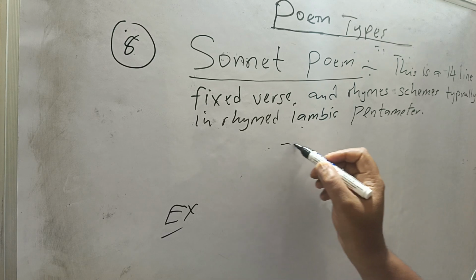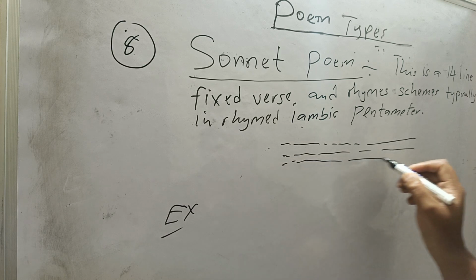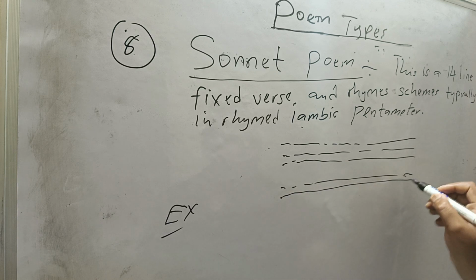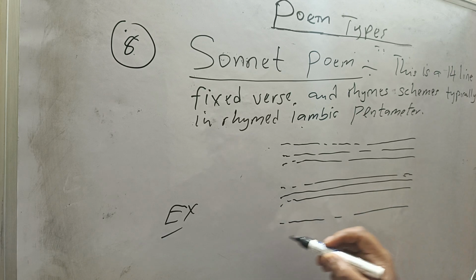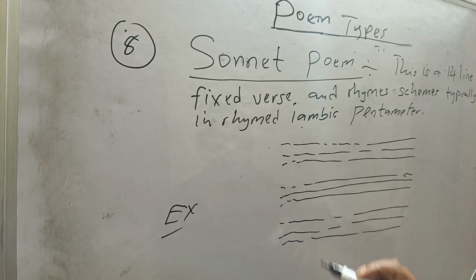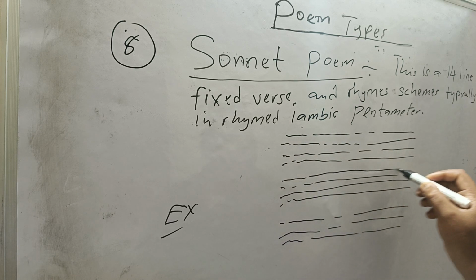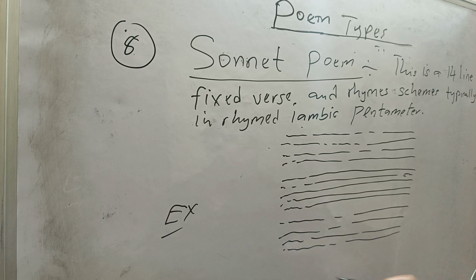So for example, this is the poem: 1, 2, 3, then another 1, 2, then another 1, 2, 3, then it becomes what? 9. So no, let's make it 4, 4 lines into 3, then it becomes 12. Then the other 2 stands on its own. So to make it what? 14. So when you are writing the poem.